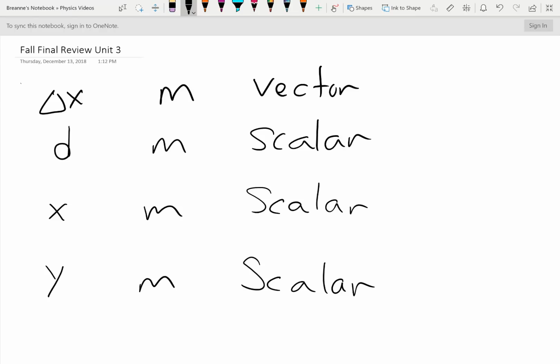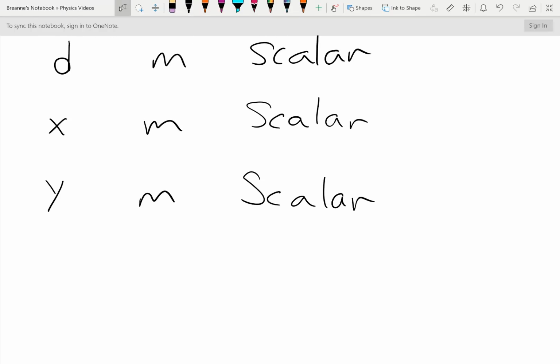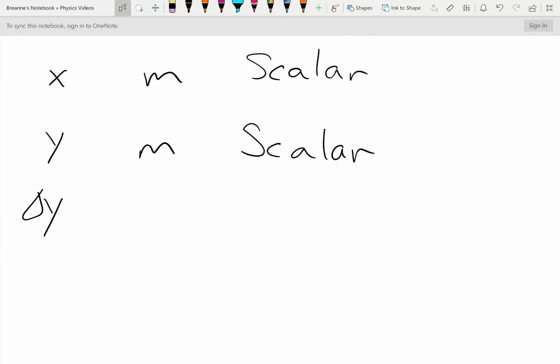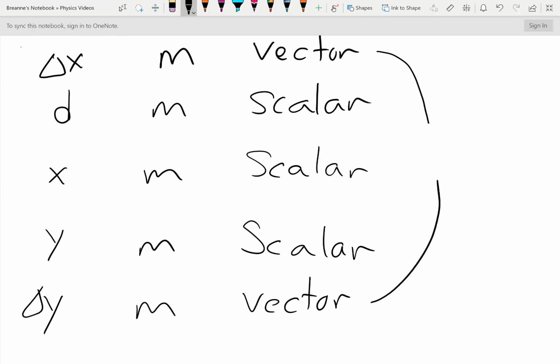You can make displacement a little bit more specific. Delta x is displacement in the x direction. Delta y is displacement in the y direction, and that is a vector. It's pretty much the same thing. They're the same thing, just like how these are the same. Just different directions.